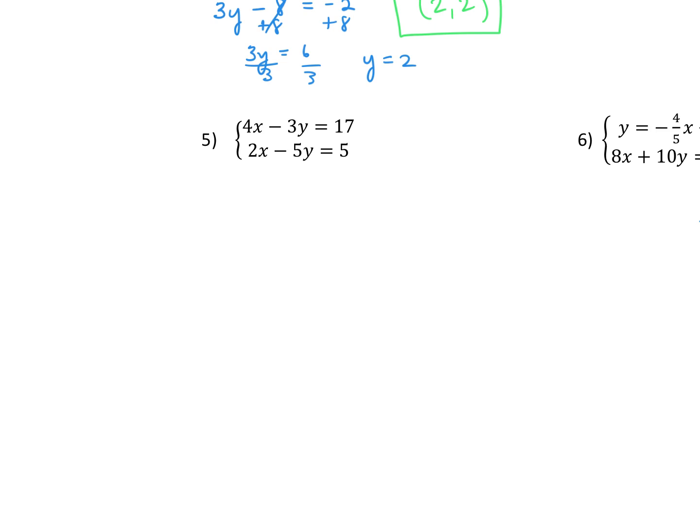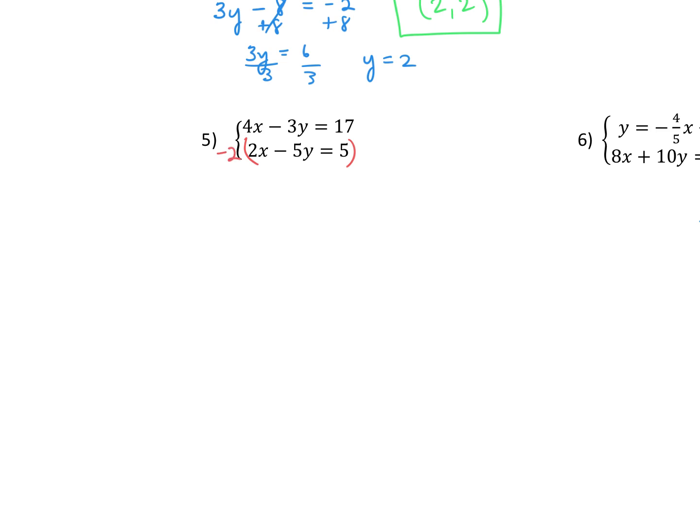We're not always trying to eliminate the x's. Sometimes the y is easier. But we can eliminate these x's if those are opposites. This is a positive 4x. If we could use multiplication and get this to a negative 4x, we would have opposites, and we could eliminate the x's. So we can get this 2x to a negative 4x by multiplying by a negative 2.